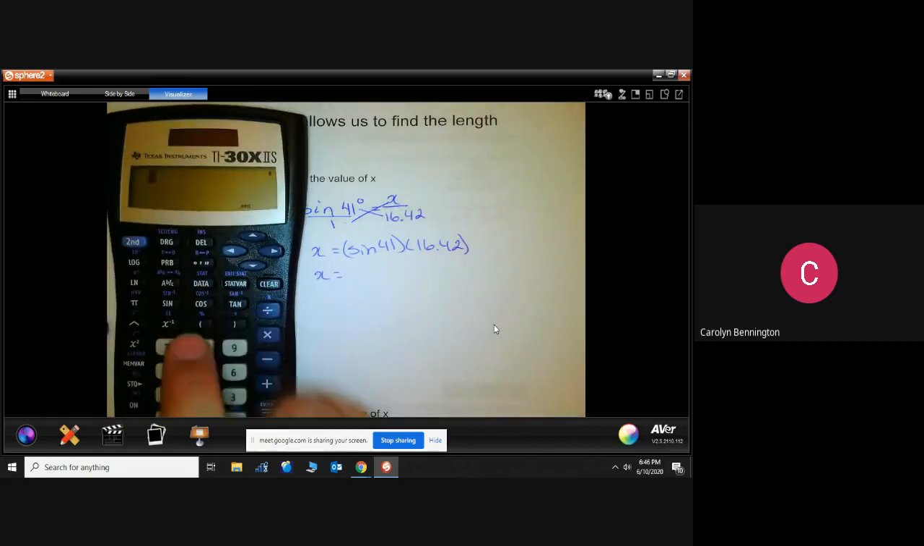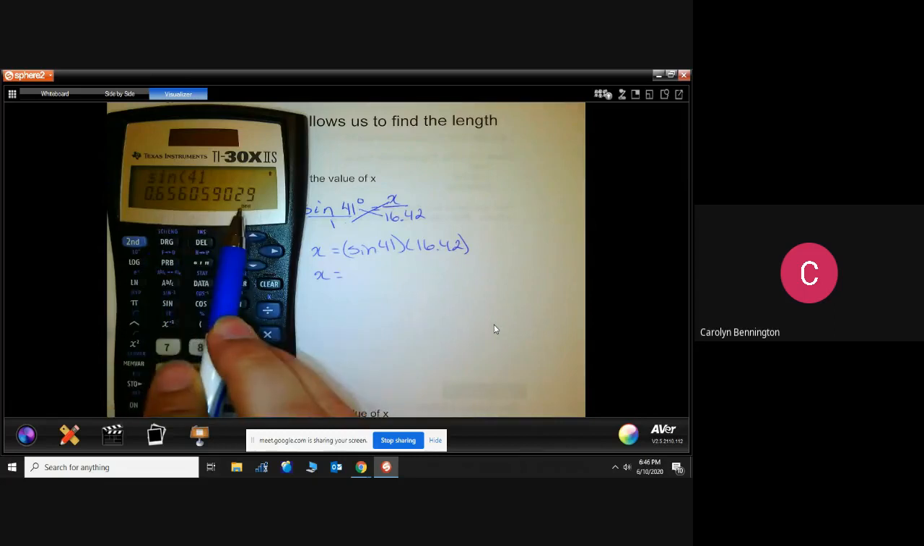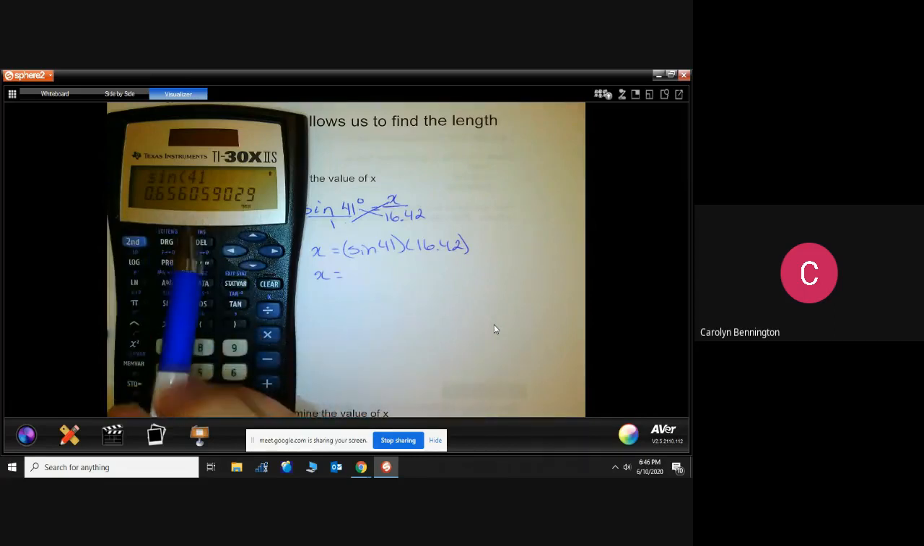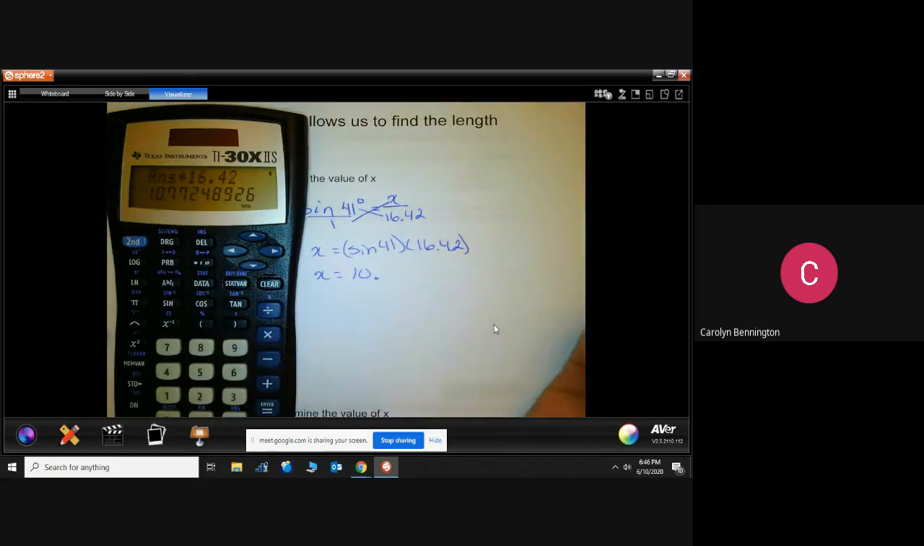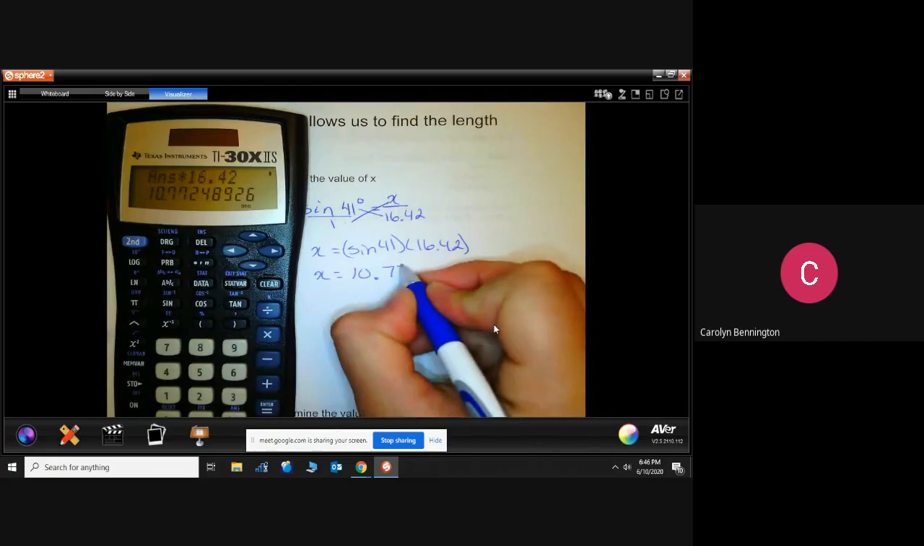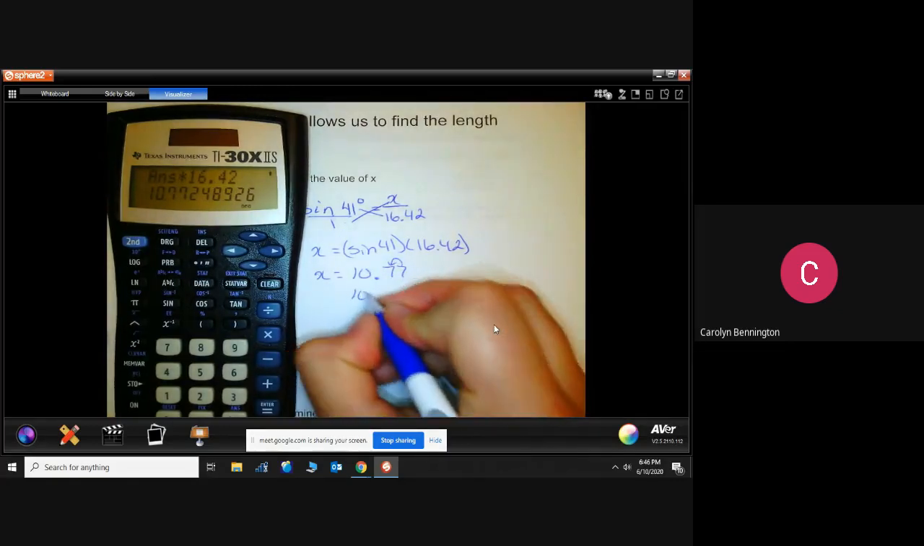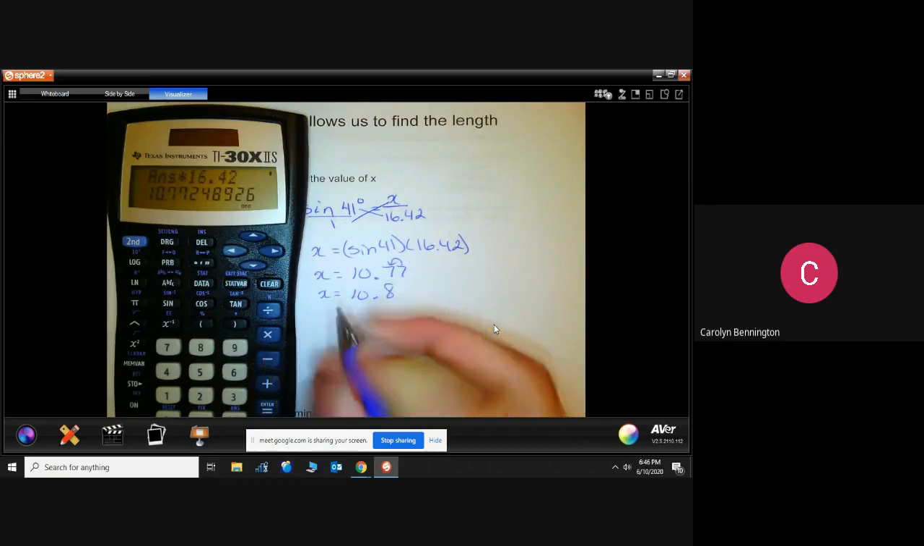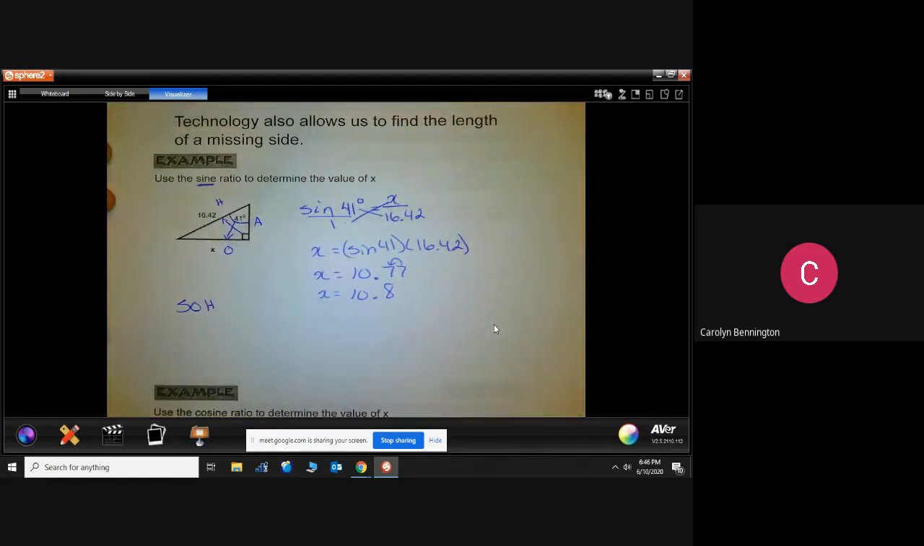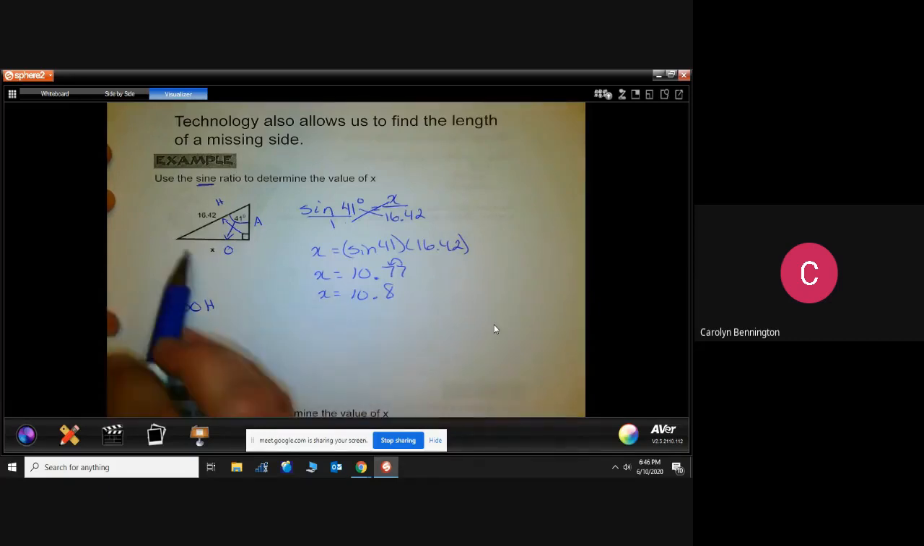So when we do that, I'm going to type in sine 41, and I'm going to get the decimal. I'm not going to write this down. I'm not going to just round it off. I'm going to keep it there, and then I'm just going to put times 16.42 to get the answer of 10.77. We're just going to round that up to 1 decimal place. So the 7 bumps the other 7 up to an 8. So our x equals 10.8. So our 10.8, this is the length of the bottom side of our triangle.